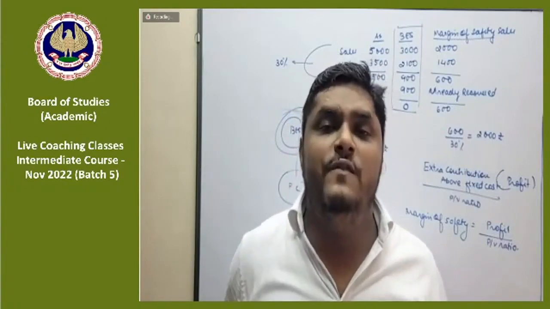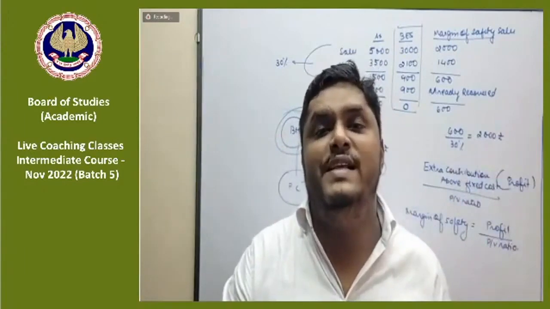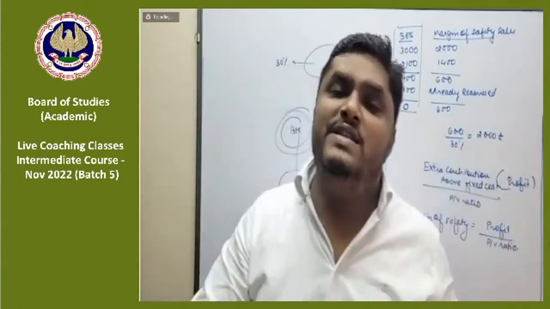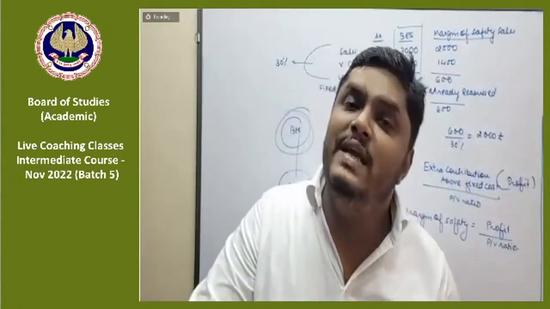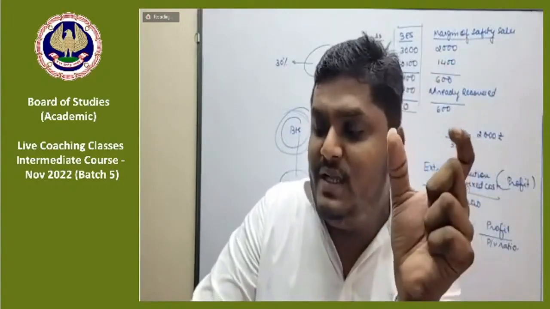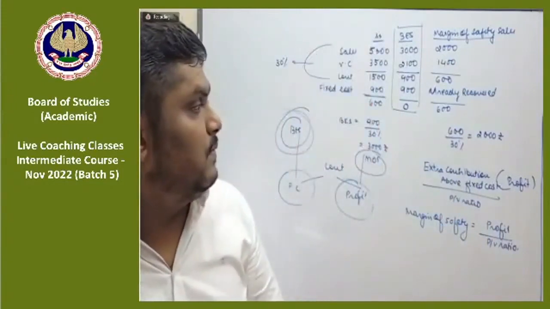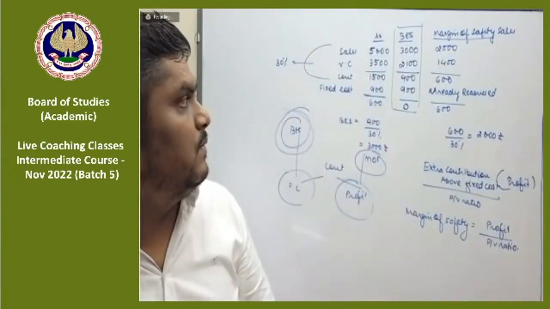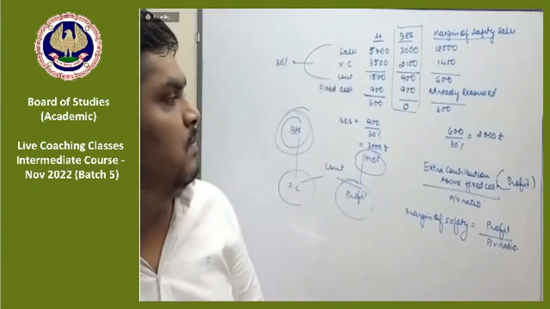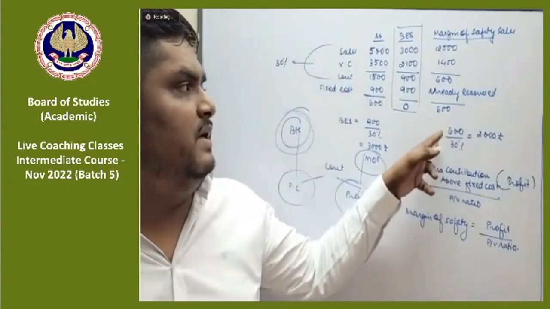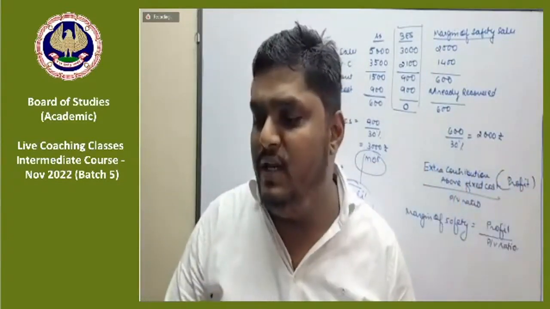When talking about margin of safety ratio, Mr. Vimal Kumar, it is the percentage of margin of safety sales to sales. So let's say if the margin of safety sales is 20% of the total sales, it means the break-even sales is 80%. So this 20% is the margin of safety sales ratio. $600 divided by 30%: extra contribution above fixed cost, what we call profit, divided by PV ratio.